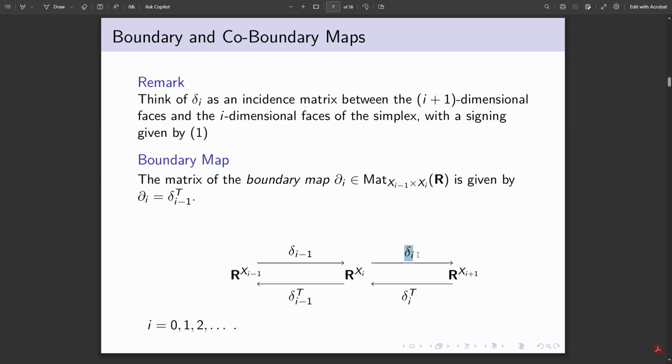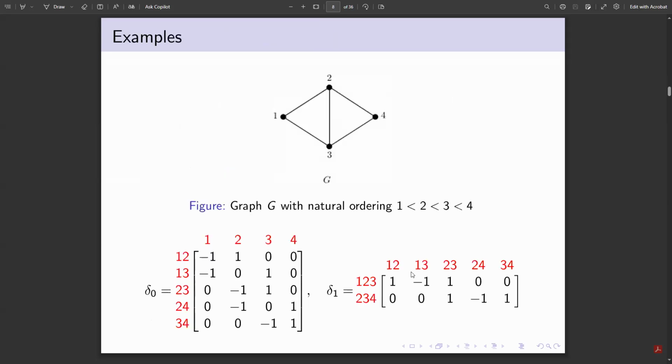So delta I would be a map from the space of functions on the vertices to the space of functions on the edges. And the deltas go in the other direction. So here's a concrete example. Here's the same graph I showed you earlier with this particular ordering.